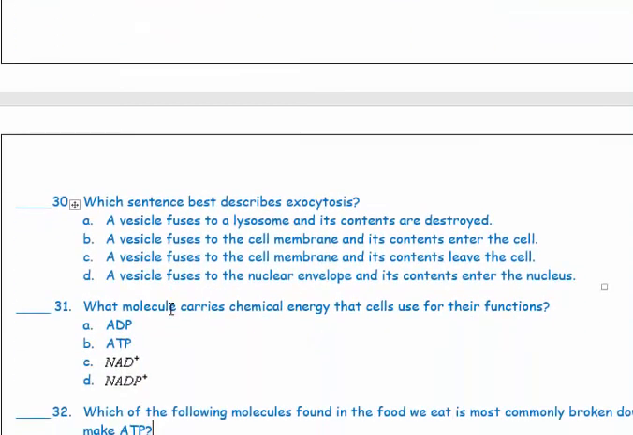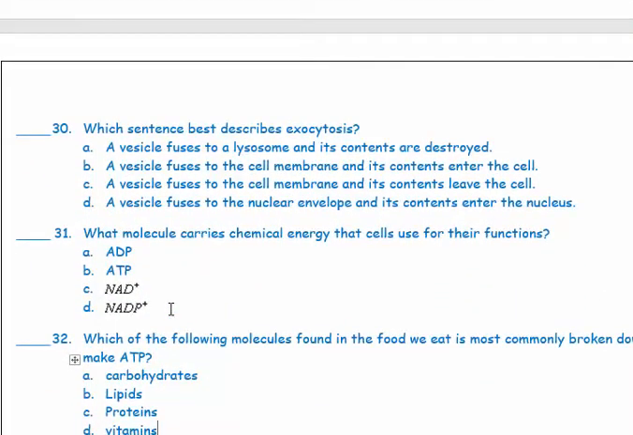30. Which sentence best describes exocytosis? C. A vesicle fuses to the cell membrane and its contents leave the cell. So this bag that contains a certain substance, it is going to stick to the cell membrane, and then it's going to open to the outside and let its contents out.